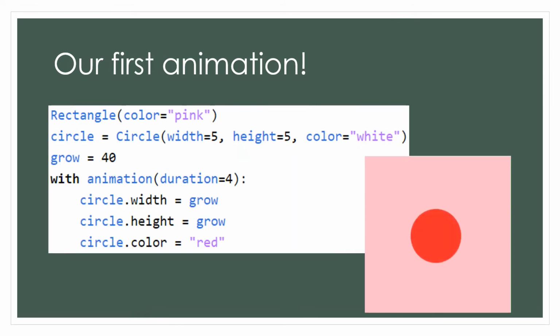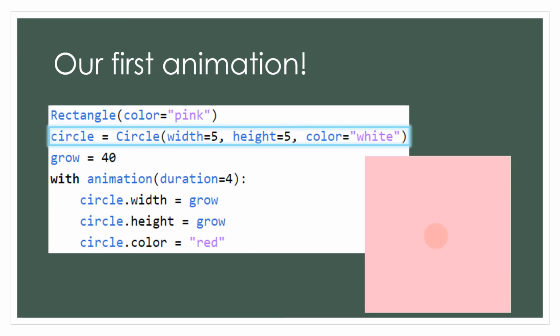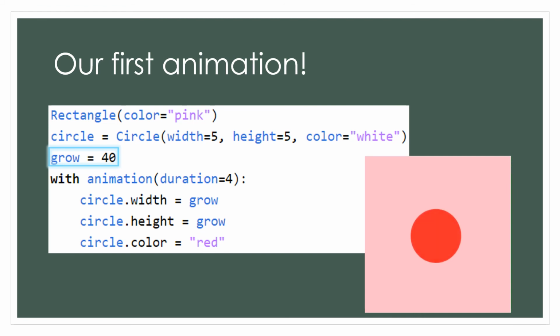Now it's time to try out an animation in Code Shrew. Here is some code you can input directly into Code Shrew, and the video shows what you would get as output. There's a lot here, so let's go through each line one by one. The first line sets the background to be pink. The second line creates a circle variable and sets its height and width to 5 and the color to be white. The third line creates a second variable called grow and sets it to be 40.